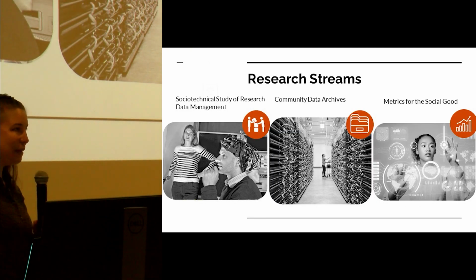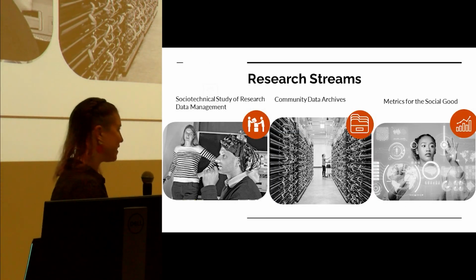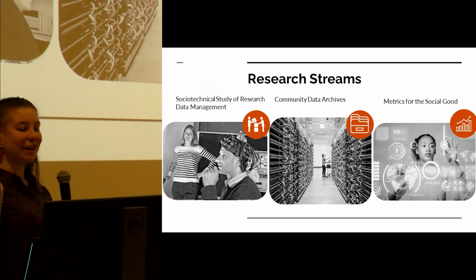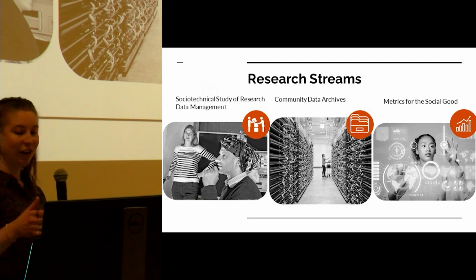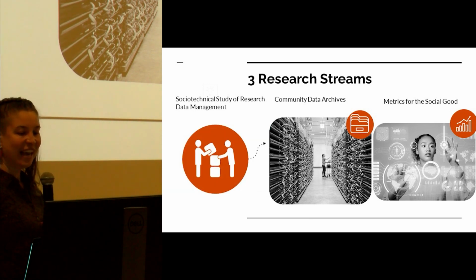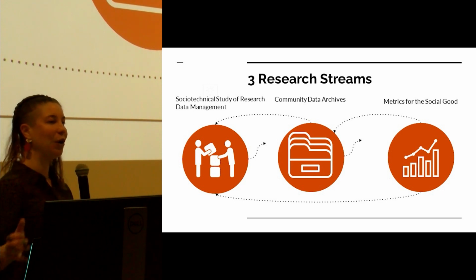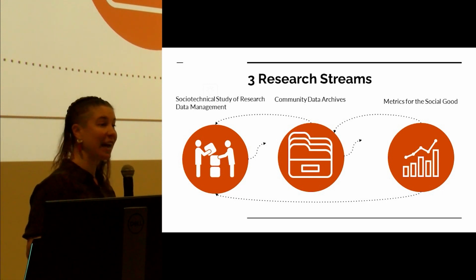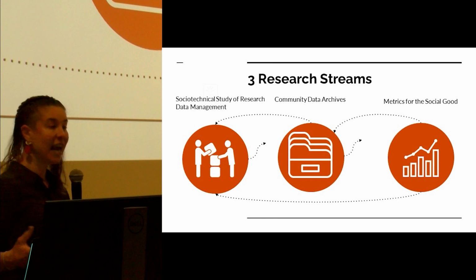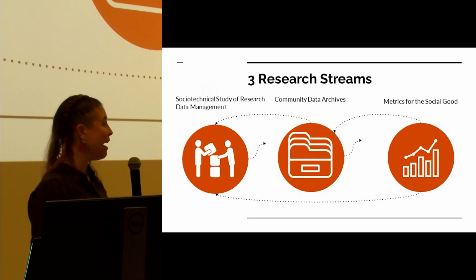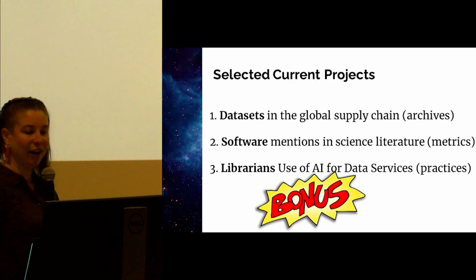So the research streams that I'm working on, that the projects encompass, include kind of three main tracks. These include practices, archives, and metrics. And of course, these all influence each other, because metrics will influence the ways that we identify information in archives, and practices constitute the maintenance and continuing evolution of our archives.